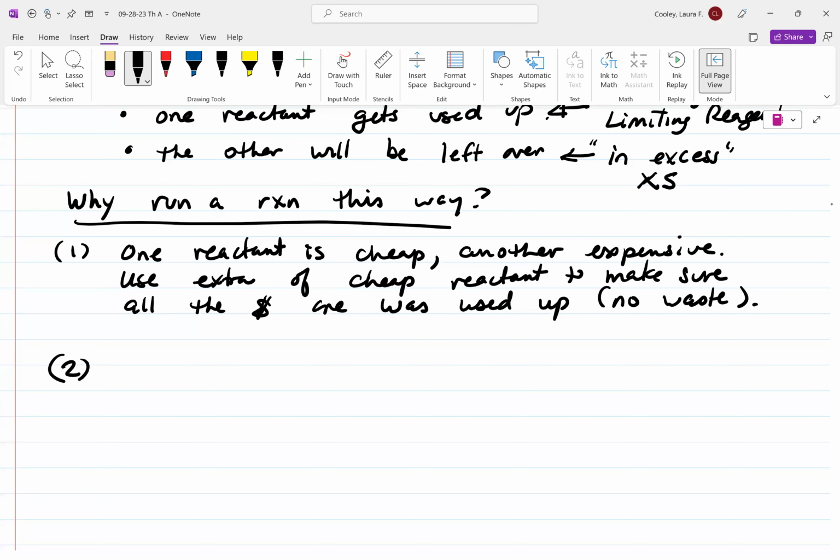Another reason would be, let's say one reactant is not pure. There's a lot of chemicals on the shelf that have been there a while. And if you know that one tends to break down, you might put extra of it to make sure that you have enough of the chemical that you need for the reaction. If it's not pure, you would use extra to make sure you have enough.